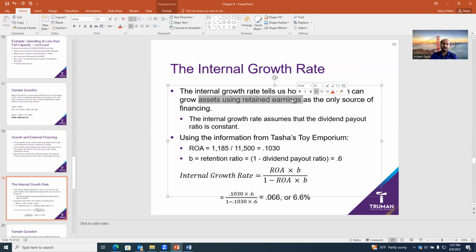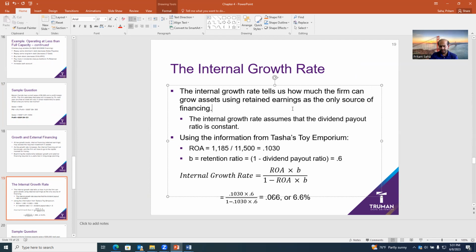So retained earnings is basically your internally generated cash flow. Let's think of it this way. If you invest in an asset that's generating some profit, this is internally generated cash flow because you are not borrowing from outside by issuing debt. That is your externally generated cash flow. So internal growth rate means, by investing in assets from the source of retained earnings, internally generated cash flows, how much you can grow. So this is called internal growth rate.